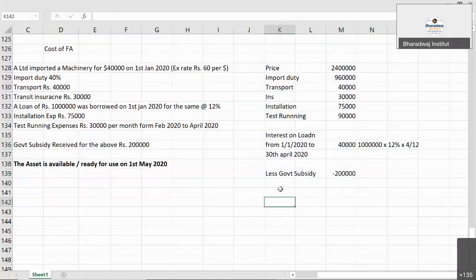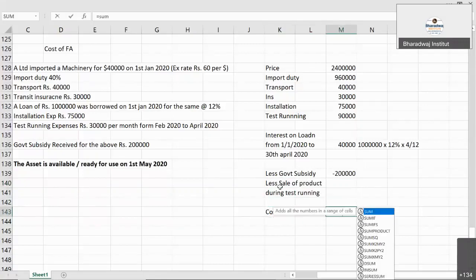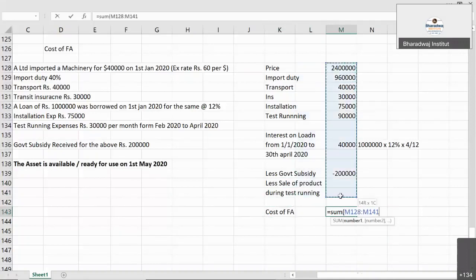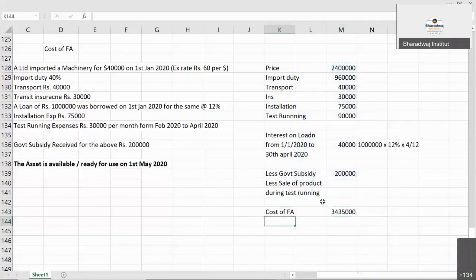If there is a sale of product during the test running period, or any income during the test running period, that can be eliminated. This will give us the cost of fixed asset. Anything that is spent till the asset is available for use, ready for use, is included in the cost of fixed asset. This can be tested for 2-3 marks.